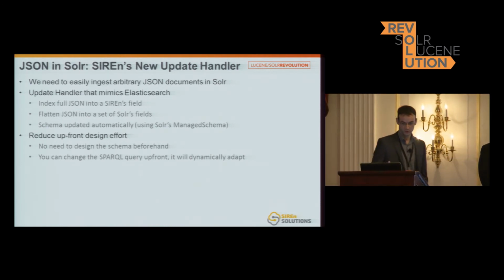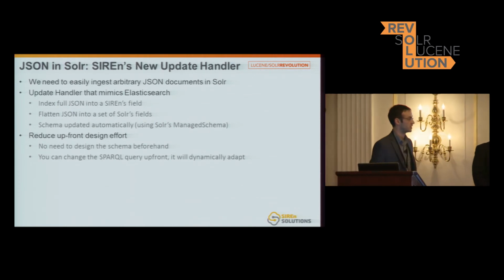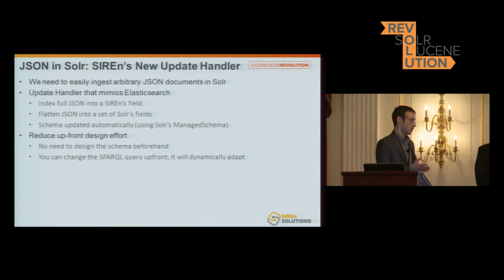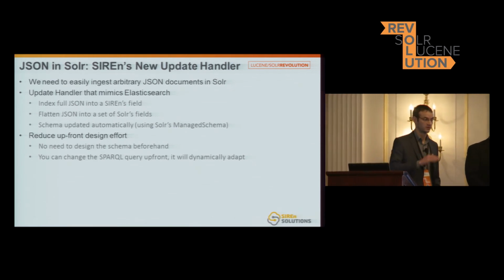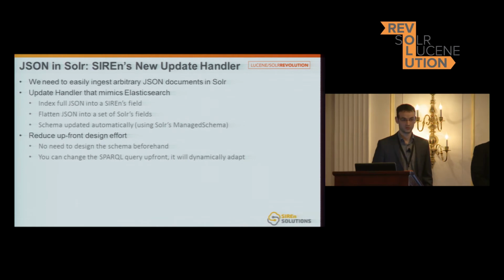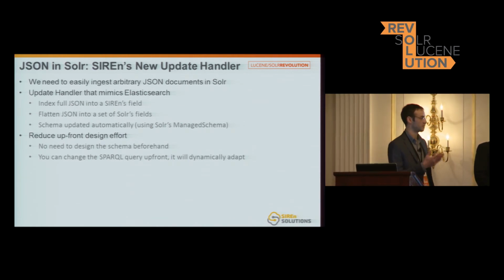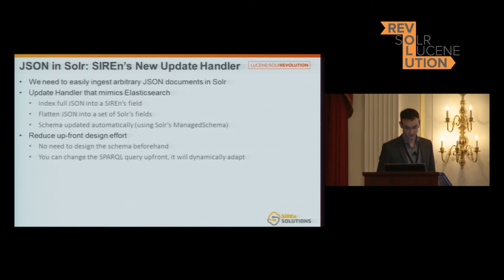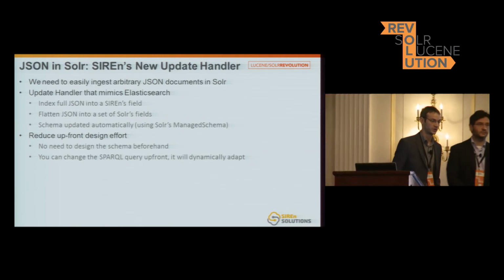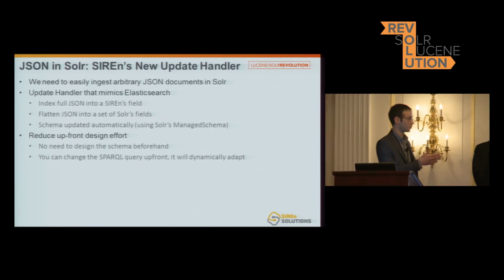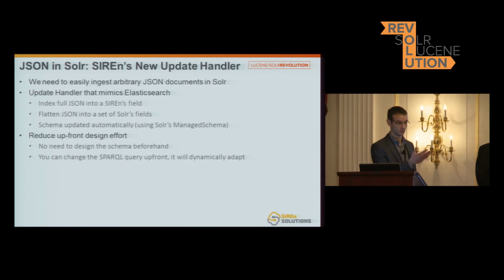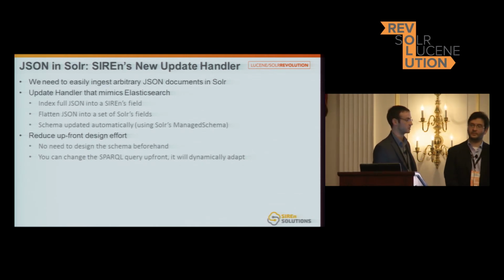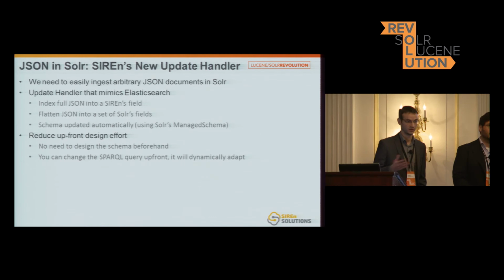So we created an update handler that mimics the Elasticsearch API. It takes a JSON, indexes the full JSON into a SIREn field, and also flattens the JSON into a set of Solr fields that can be stored, used for facets and so on. The schema is updated automatically using the managed schema of Solr, which reduces the design effort. You can push arbitrary JSON and you don't have to work on your schema. Also, if your SPARQL query changes, for example you change the pattern or want to add a new attribute to a certain entity, it will dynamically take the change.